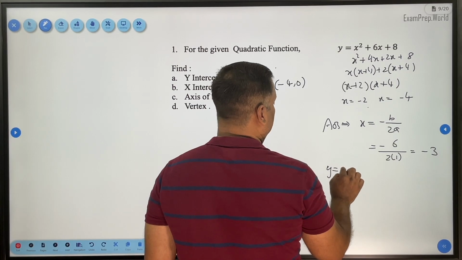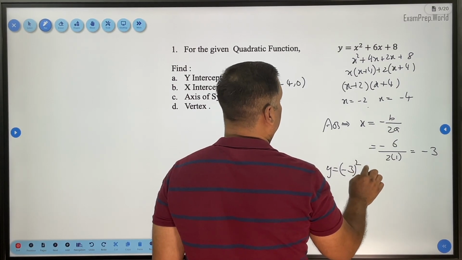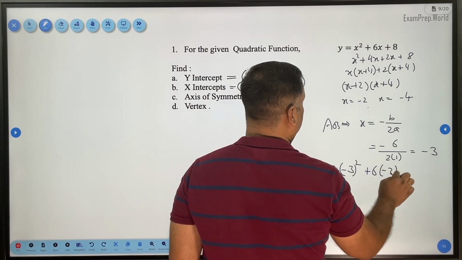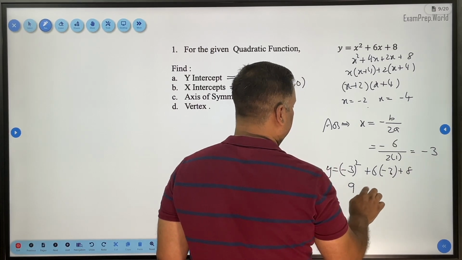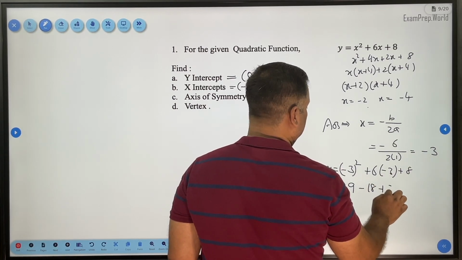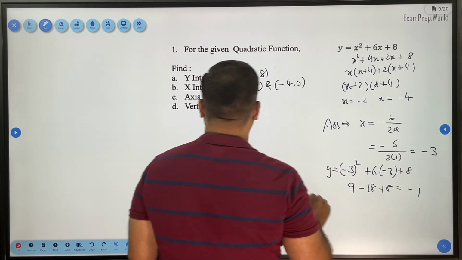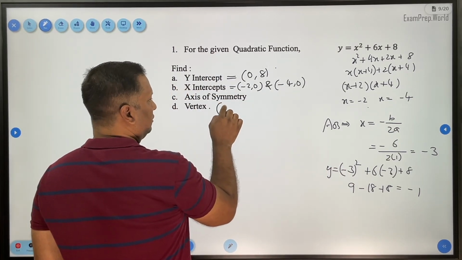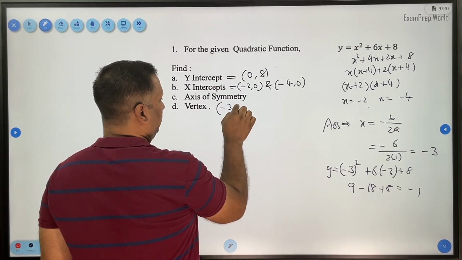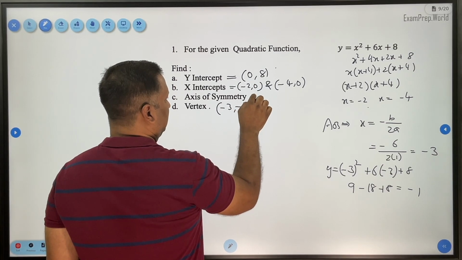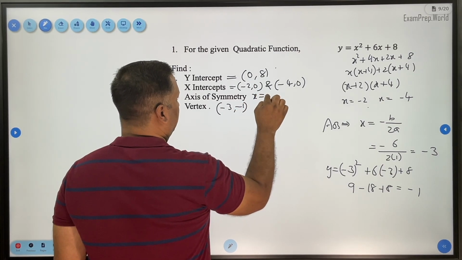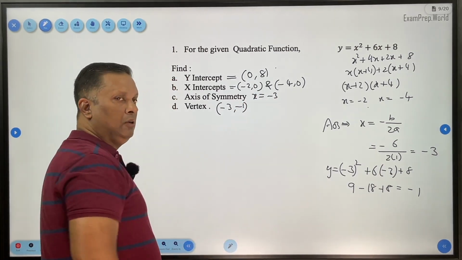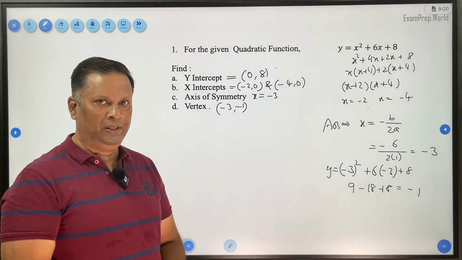So, y equals to negative 3 whole square plus 6 times negative 3 plus 8, which is 9 minus 18 plus 8, which is minus 1. So, our vertex is negative 3 comma negative 1 and axis of symmetry is x equals to negative 3. So, all things done. Okay.